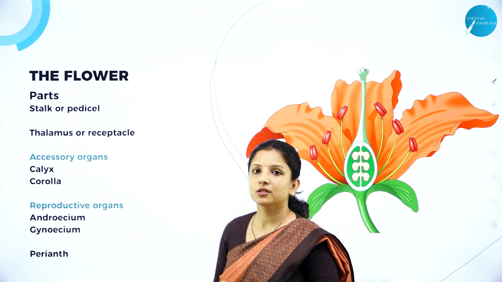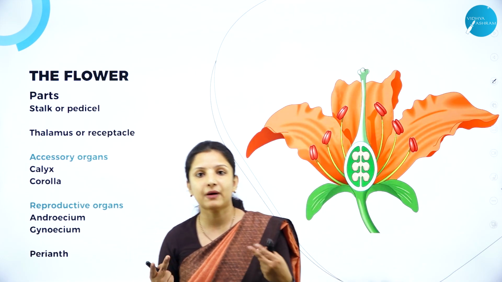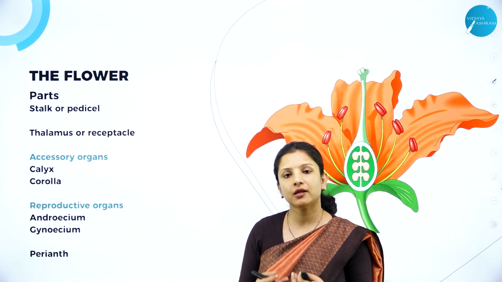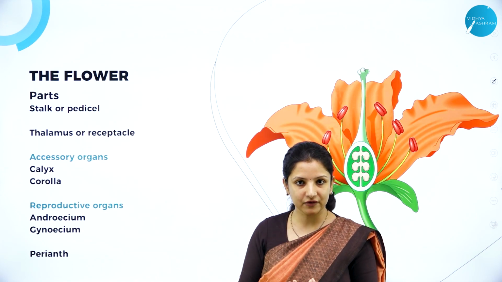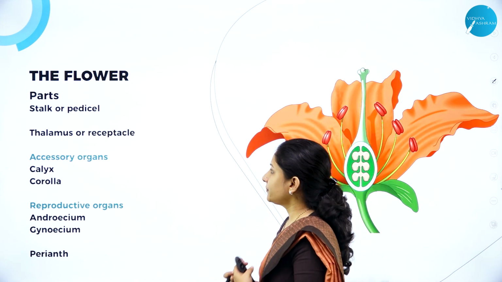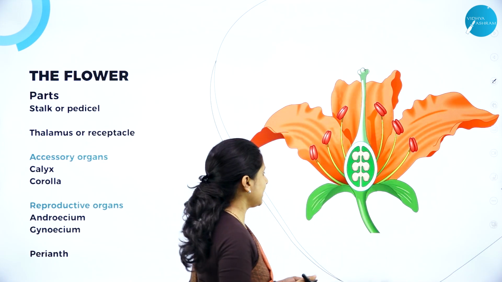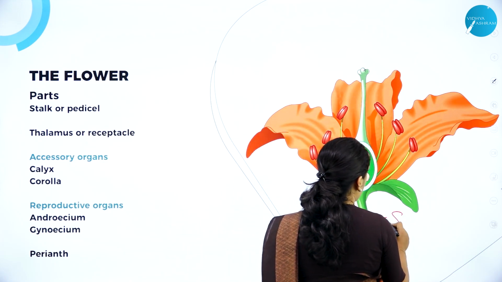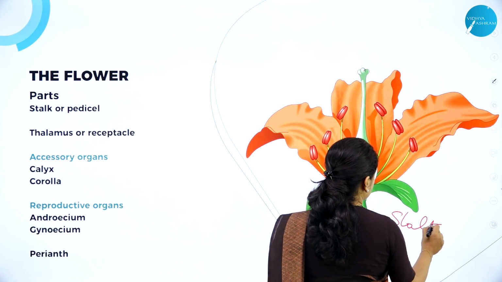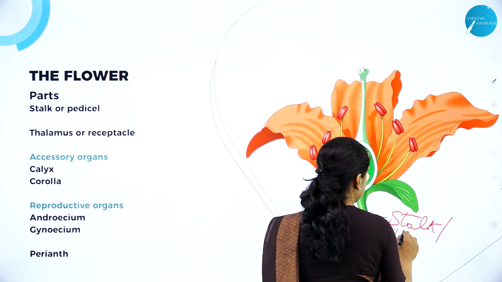Next, moving to the flower. So we shall study the parts of a flower in general and see how the arrangement of these parts are. So the parts of a flower. So the flower mainly has a stalk or a pedicel. So this is the stalk of the flower, which is also called as the pedicel.